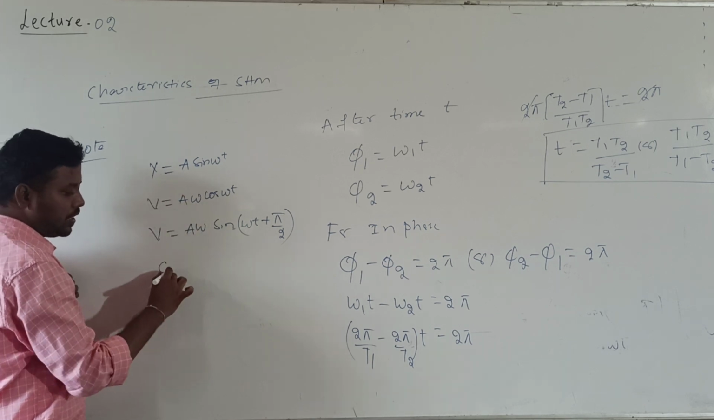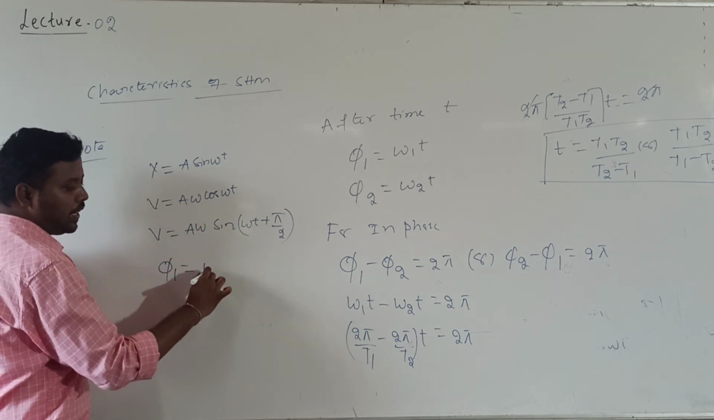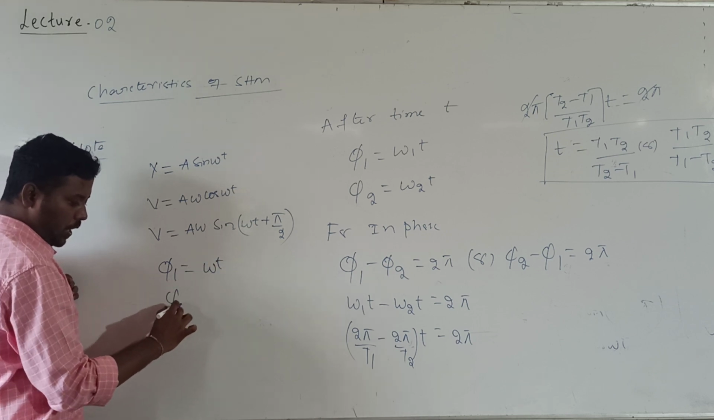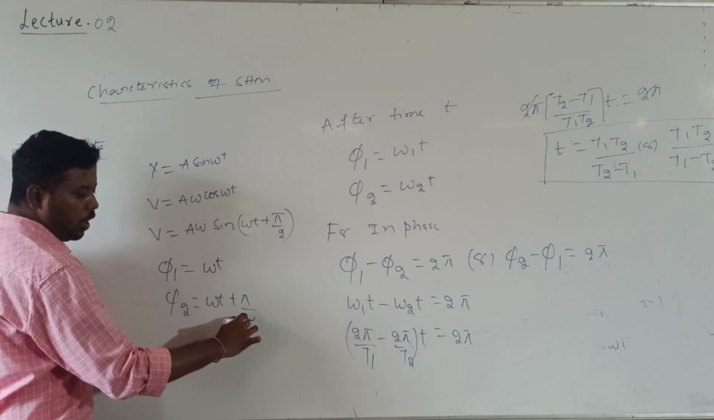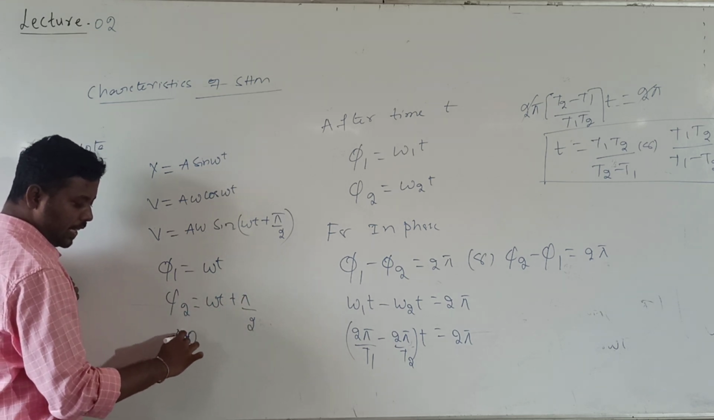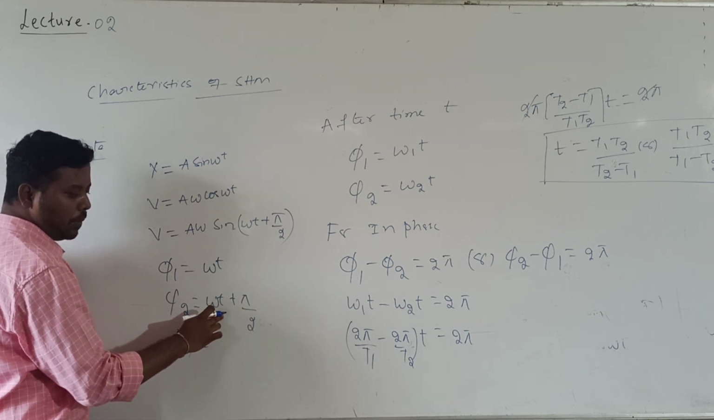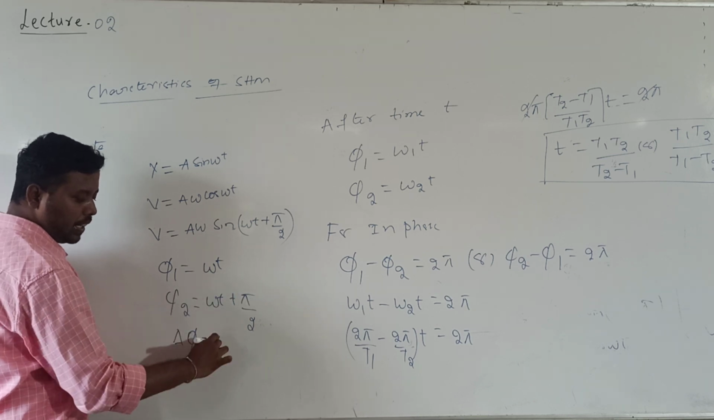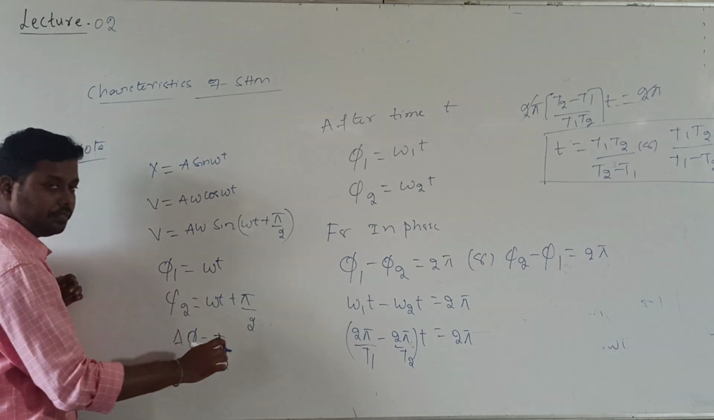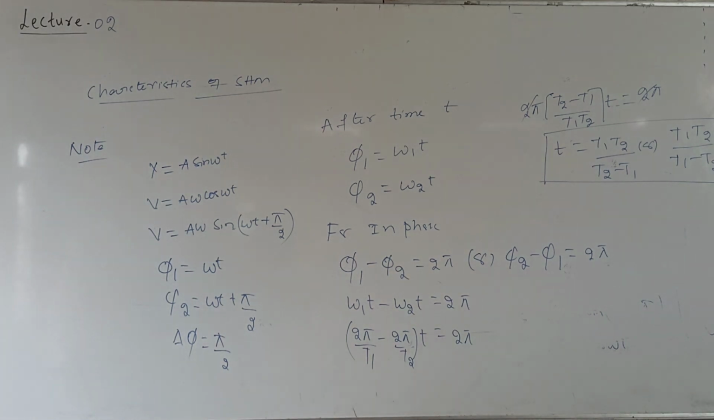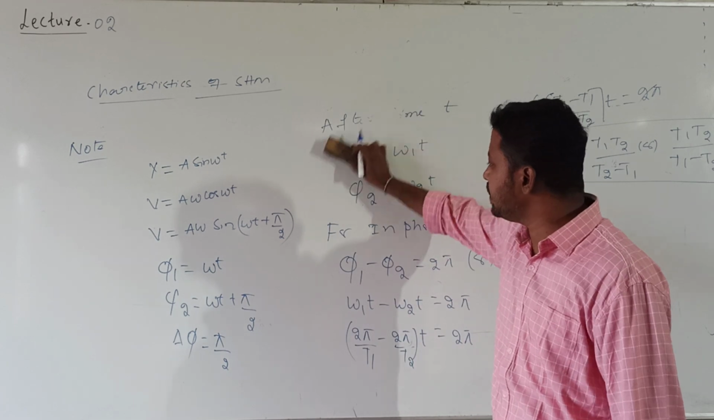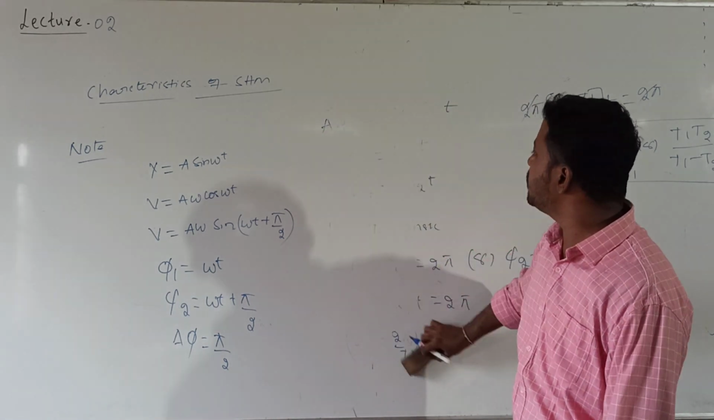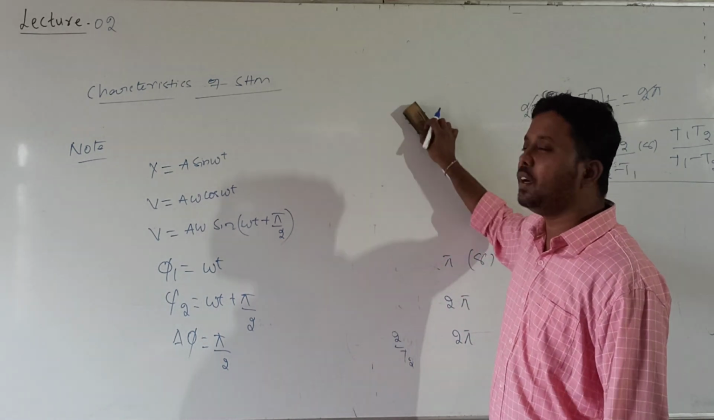Now what is the phase of the displacement? Displacement phase value is omega t. What is the phase of the velocity? Omega t plus pi by 2. What is the phase difference between the velocity and displacement? It is given by omega t plus pi by 2 minus omega t, which is pi by 2. So the velocity and displacement phase difference is equal to pi by 2.